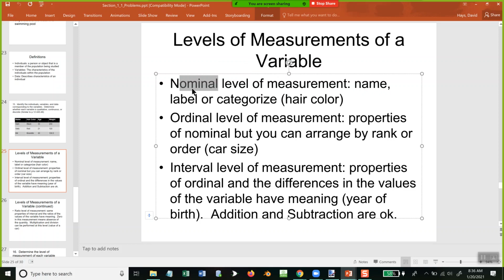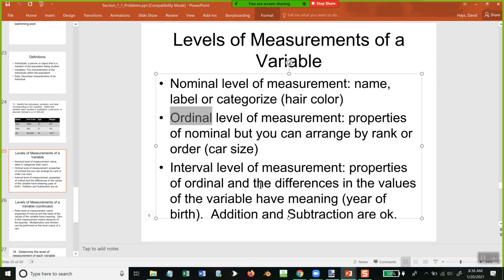Nominal, that's a French nom, name. So you're giving it a name. Ordinal level has the properties of nominal, but you can rank or order it, like car size. I think of this as order, so you're ordering it in some way. Small, middle, big.